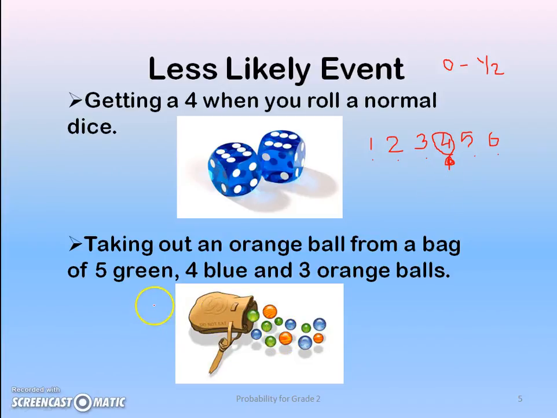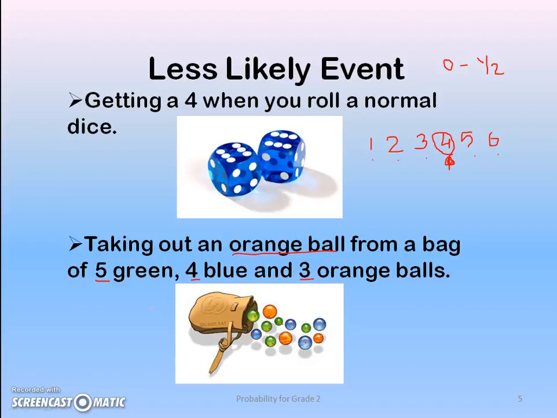The next example that we have here is that I have a bag of 5 green, 1, 2, 3, 4, 5 green, and 4 blue balls, that is 1, 2, 3, 4, and 3 orange balls. Alright, and I ask you, what is the probability that I take out an orange ball. Now the number of orange balls is just 3, whereas there are 4 blue balls and there are 5 green balls. So obviously there are chances that when you take out a ball, it might not be orange and that it is maybe green or blue. So taking out an orange ball from a bag which has just 3 orange balls is a less likely event.